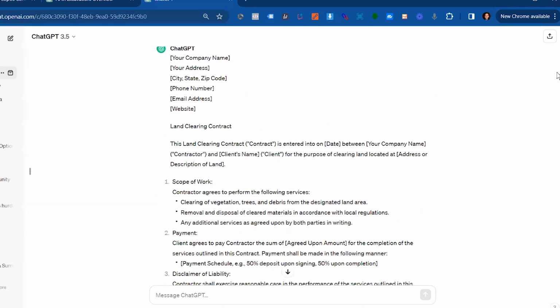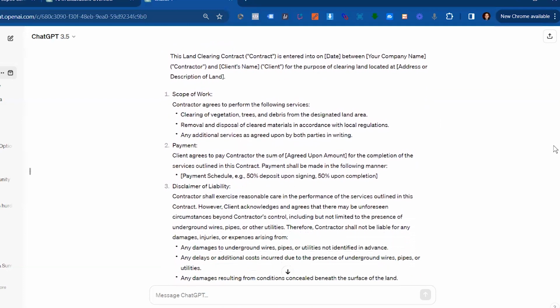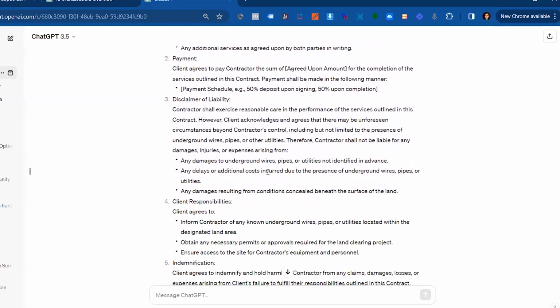So again, do you really need to hire an attorney to write out a basic land clearing agreement? It's written in plain English. Just go through it and see what it says. Land clearing, scope of work, very clear stuff. Payment terms are in there. Disclaimer of liability. Let's see what it says. Any damages to underground wires, pipes, or utilities not identified in advance. Any delays or additional costs incurred due to presence of underground wires, pipes, or utilities. Any damages resulting from conditions concealed beneath the surface of the land.